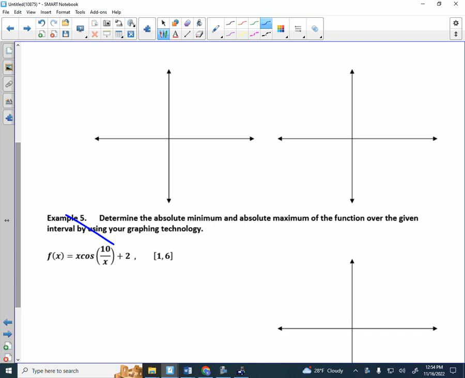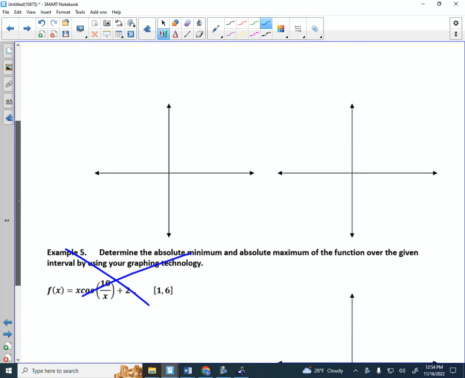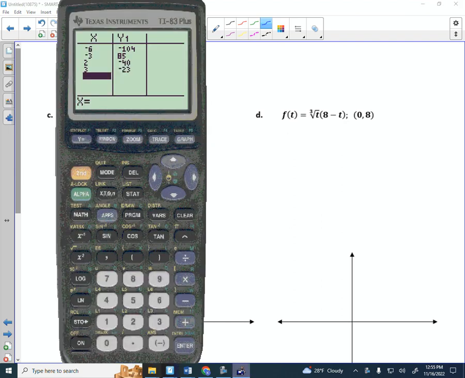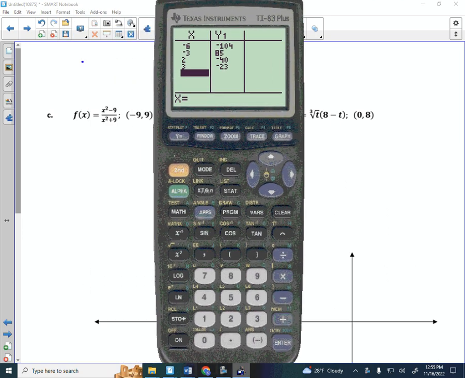We're not going to do example 5. And for these two, we're going to use our calculator. Okay, so we need to be able to use our calculator to determine some of these things. You all got it? So as opposed to taking the derivative, all I'm going to do is just plug this in.